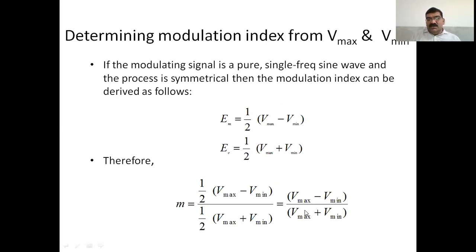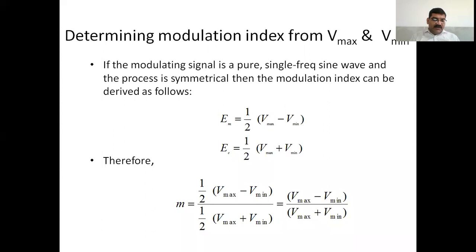This one is V max minus V min over V max plus V min. This formula, that is 20 minus 7.5. So simply you can calculate. This is 20 minus 7.5. Can anybody quickly calculate this?